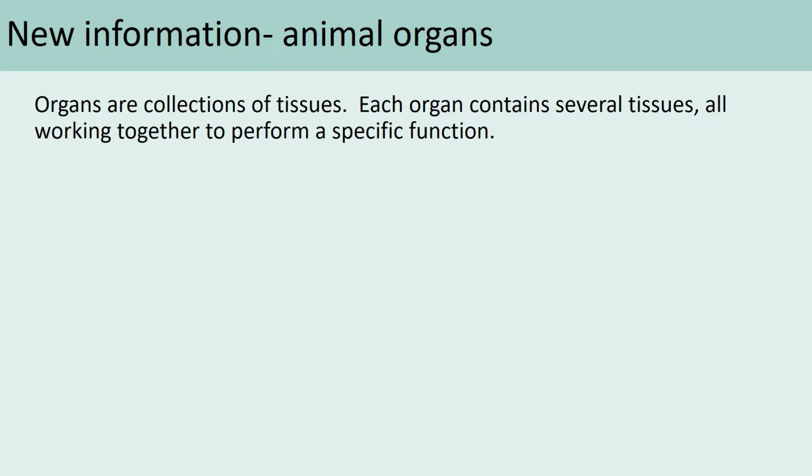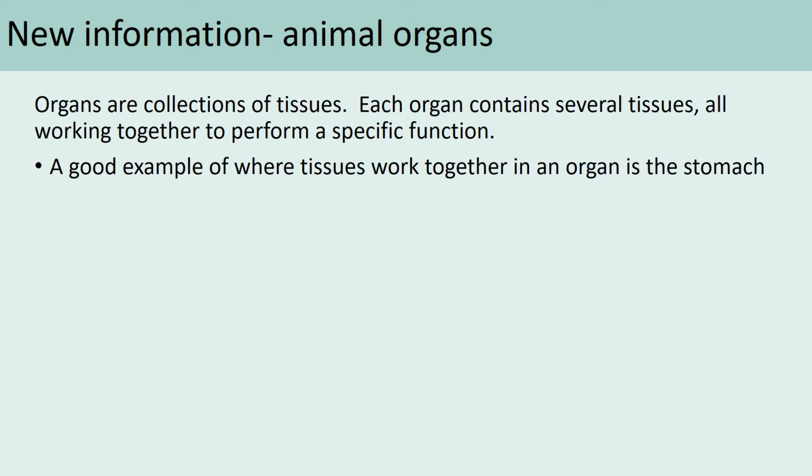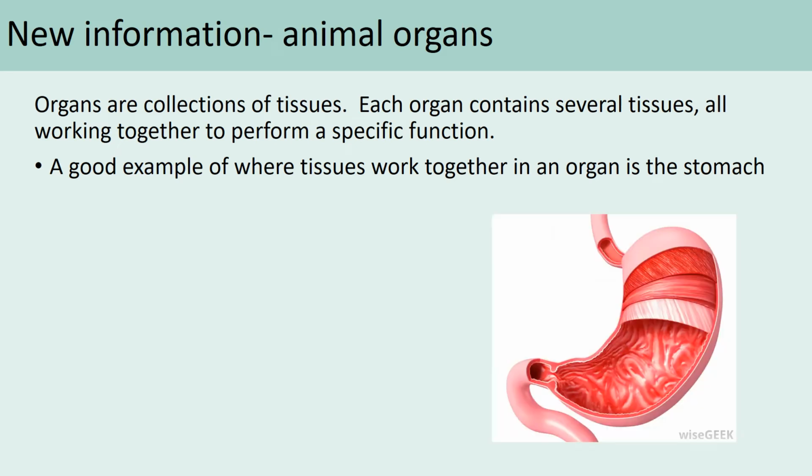Okay, so we've said already when we did our table that organs are collections of tissues. So each organ contains several tissues, and all of those tissues work together to perform a specific function. A good example of where we can see this happening is in the stomach. Again, as I say, the stomach is part of the digestive system. It's going to be very important in next week's lessons.